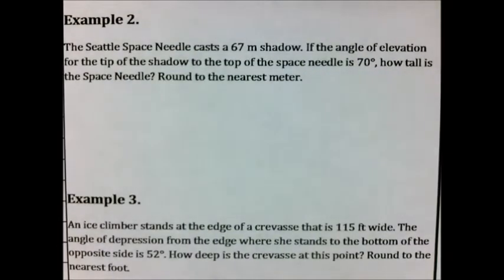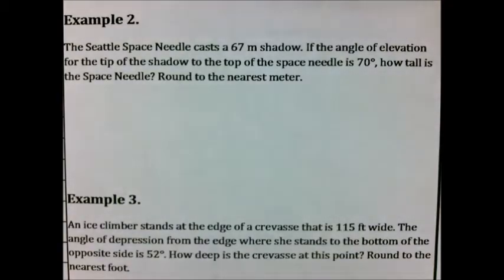Example 2 says that the Seattle Space Needle casts a 67-meter shadow. If the angle of elevation from the tip of the shadow to the top of the Space Needle is 70 degrees, how tall is the Space Needle? We need to round to the nearest meter.